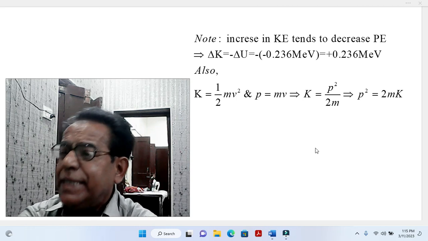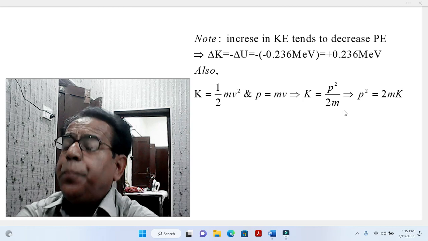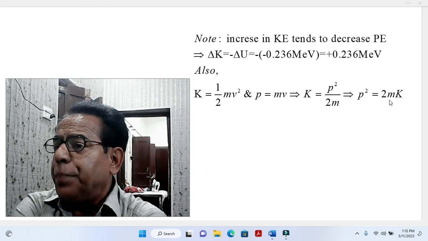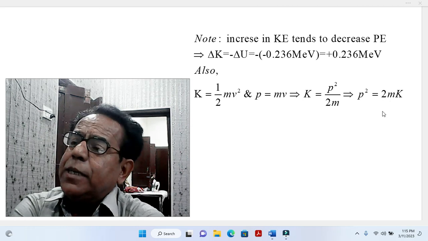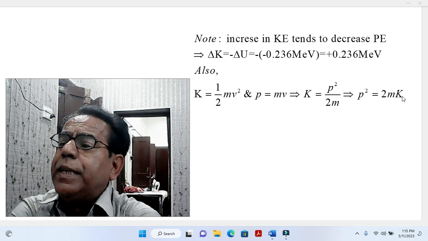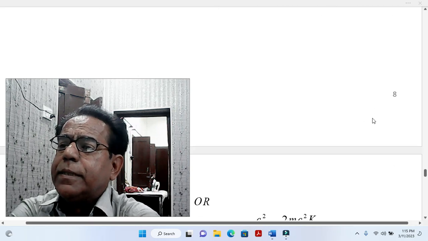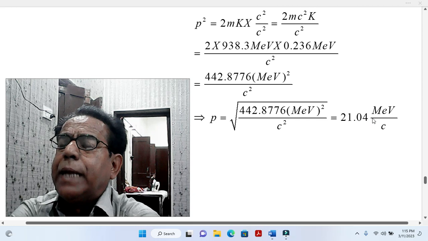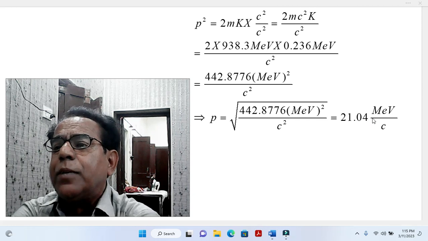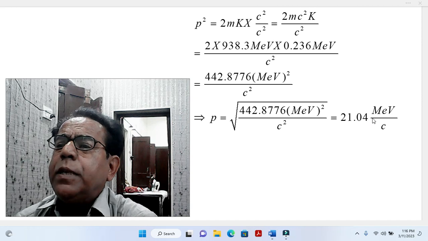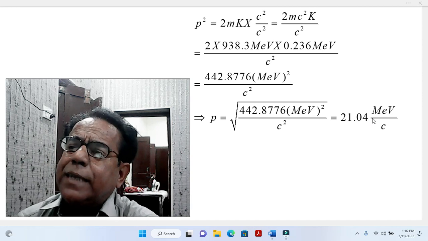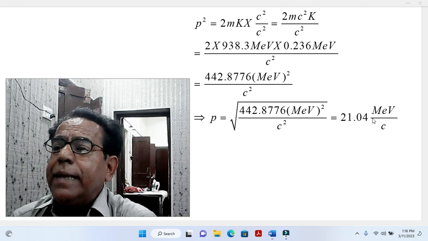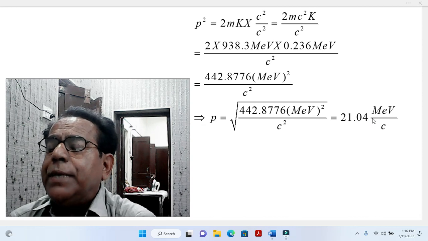In the next step, dear students, we will take p square equal to 2mK multiplied with c square and divided by c square. There will be no change in this expression, because c square is cancelled with c square. But in this way we get our desired result, that is 2mc square K divided by c square.